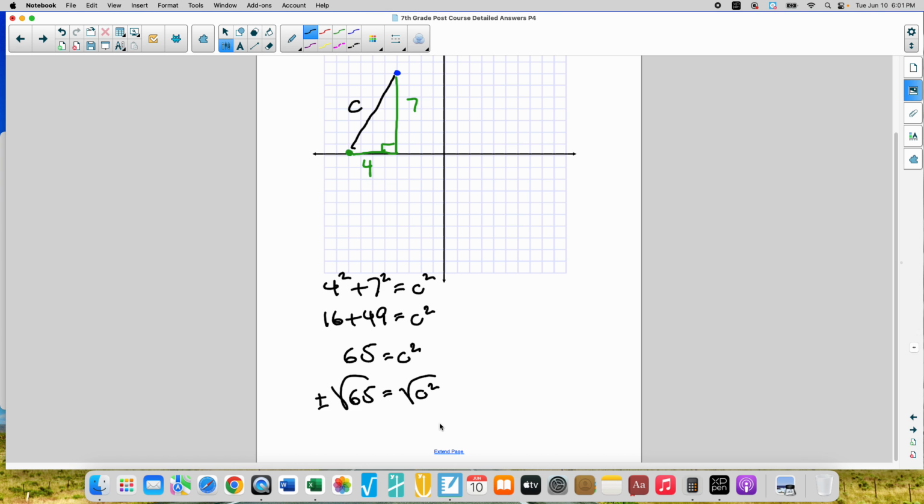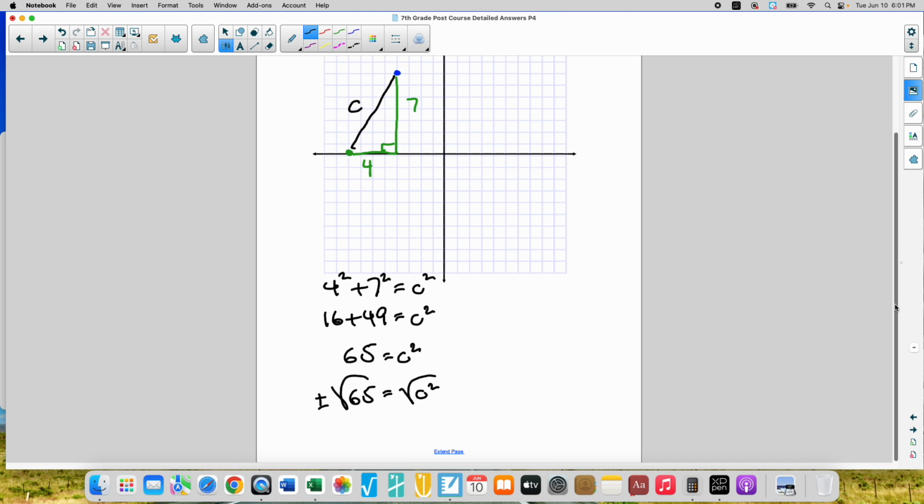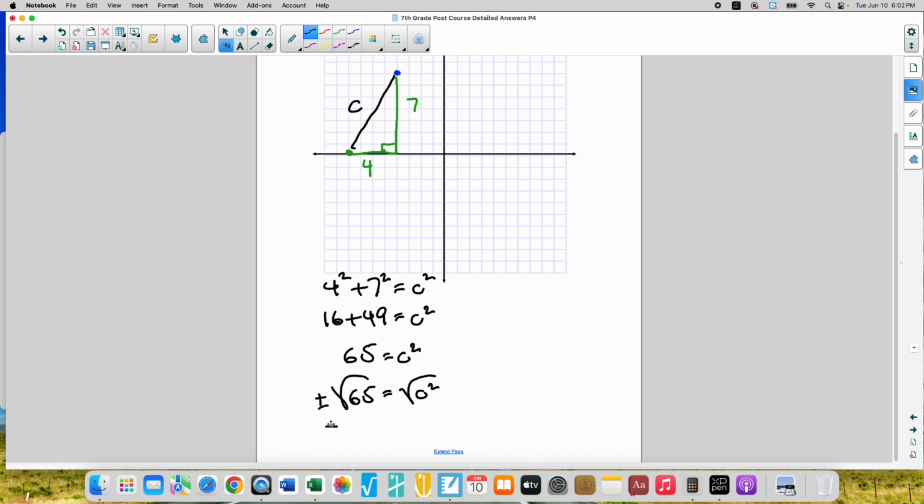And I forget if it says approximate, to the nearest tenth. Okay, so what we can do is we'll just use a calculator. It's okay to use a calculator. We're going to do 65, and we're going to do the square root. And that equals 8.062. So plus or minus 8.062, I think it was.